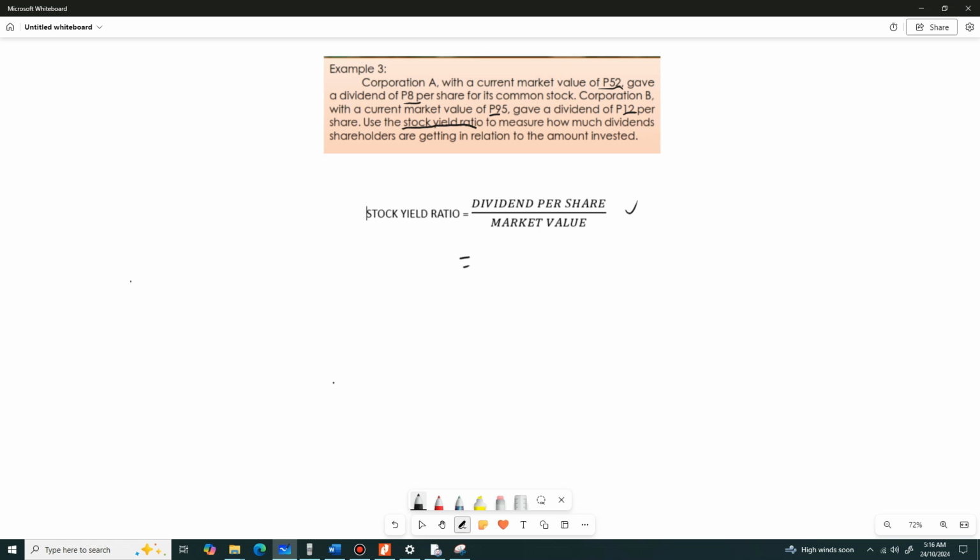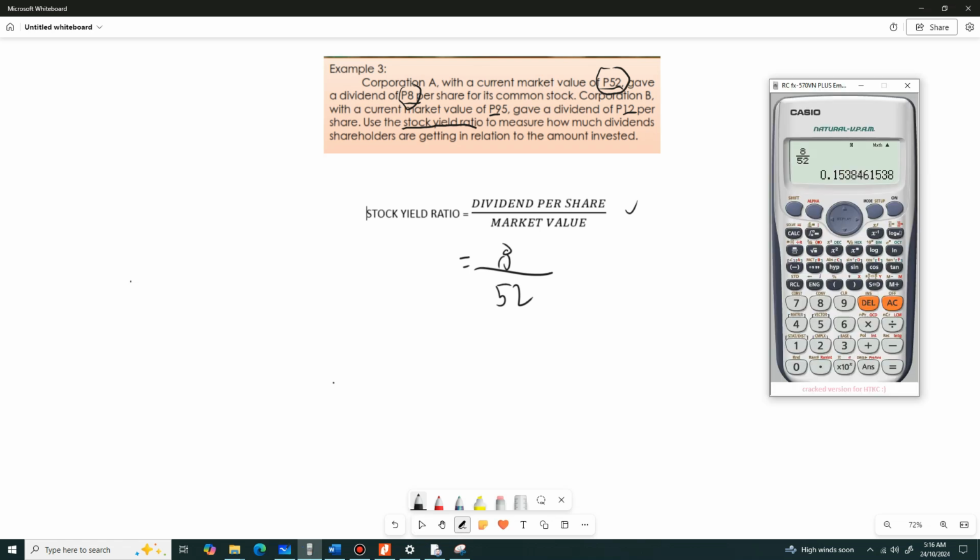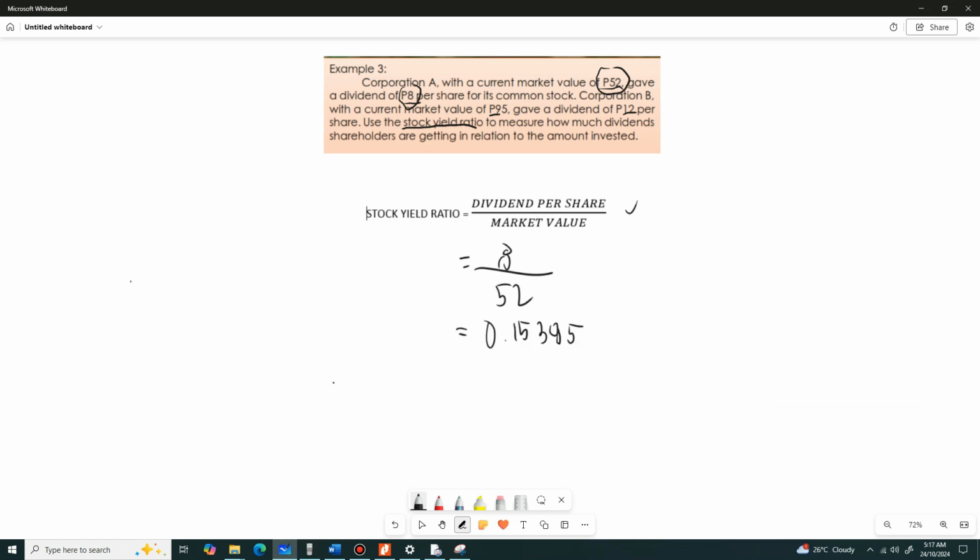The dividend per share here, you can read, is a dividend of 8 pesos per share. So we have 8 pesos divided by the market value. The market value here, in the first part, is 52 pesos. Using our calculator, 0.1538461538. We multiply this by 100, so we have 15.39%.